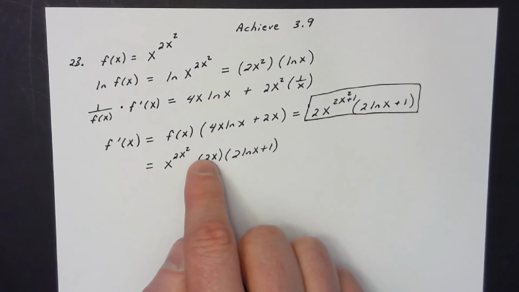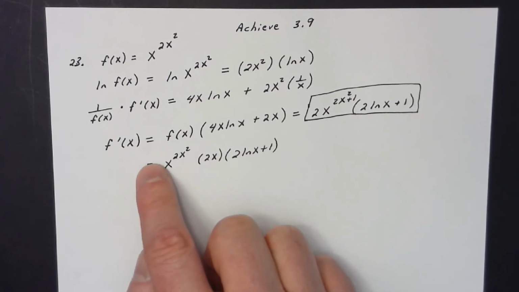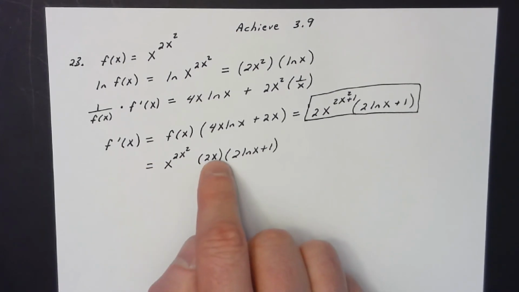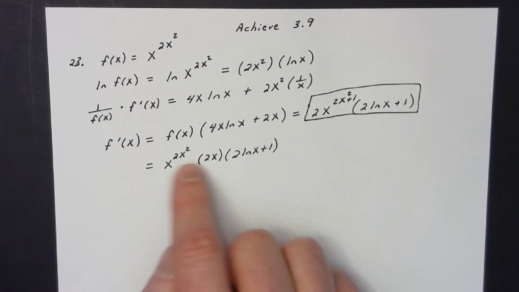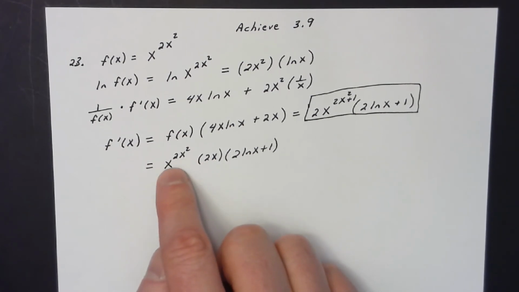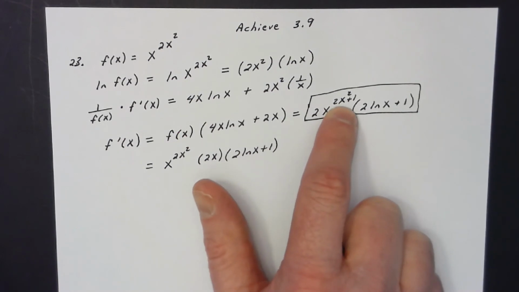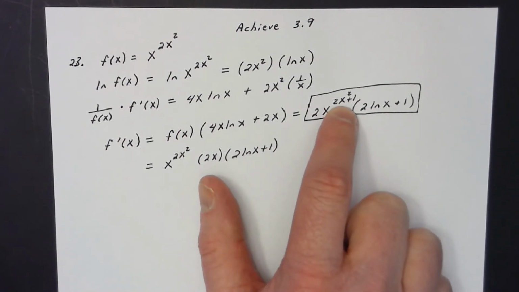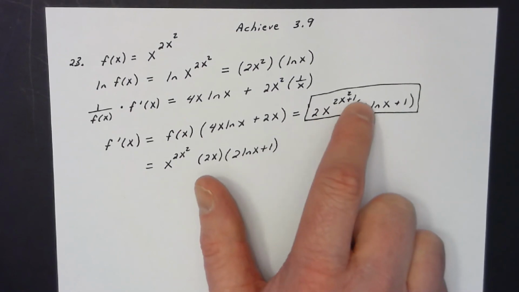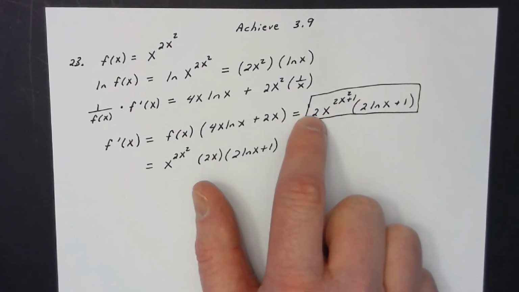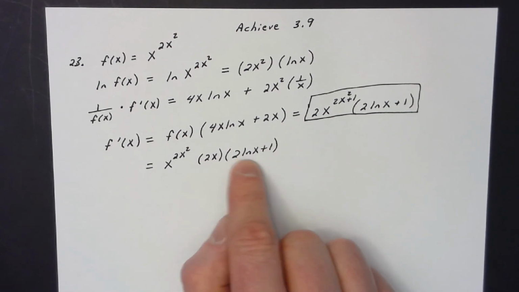Now, I can bring this 2 out in front, and I did, and then when I multiply like bases, x times x, I add exponents. That's where the exponent 2x squared plus 1 came from. X to the 2x squared times x to the first is x to the 2x squared plus 1 power. Constant coefficient of 2 out front times the remaining group of 2 natural log of x plus 1.